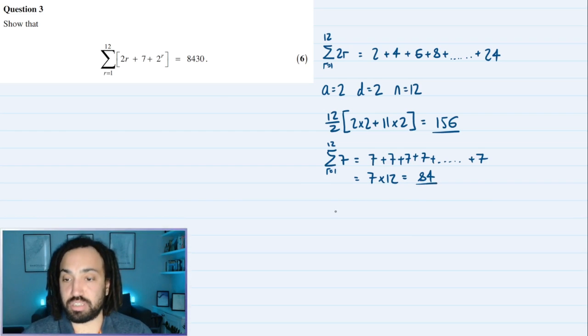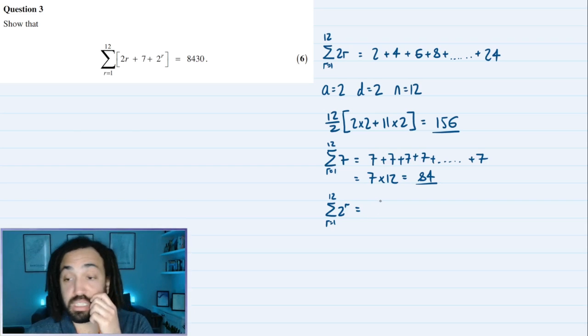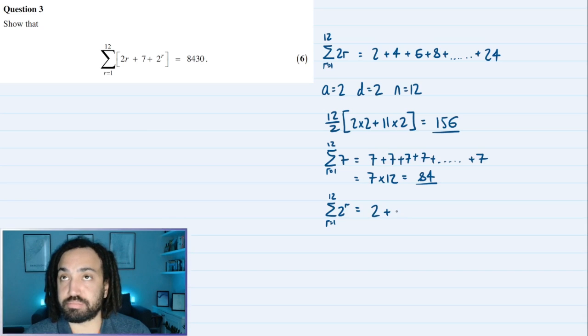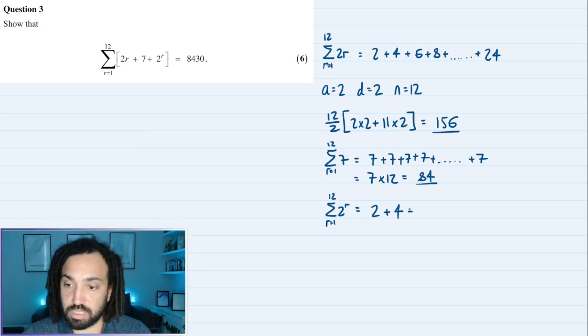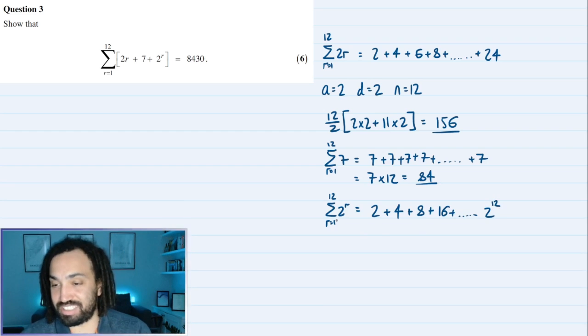Okay, and now for the last one, the summation of 2 to the r. Well, once again, I'm just going to use the method of writing out a few terms and see what's going on. So when r is 1, we get 2. When r is 2, we get 4. And then we get 8, and then we get 16. And then we get all the way up to 2 to the 12, which I don't know.